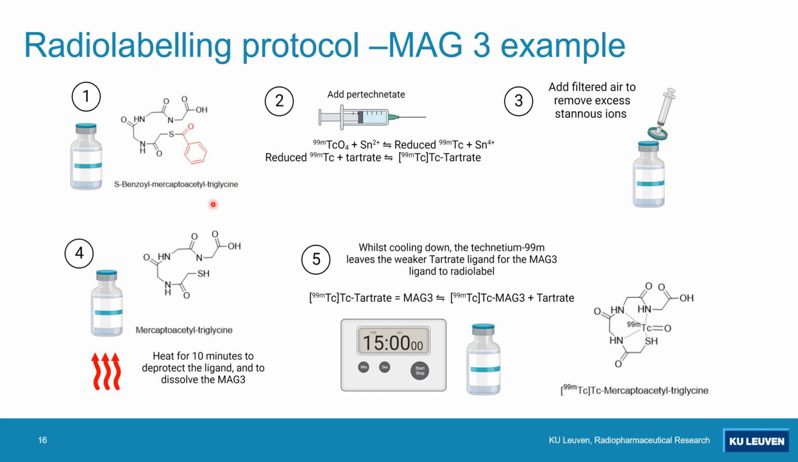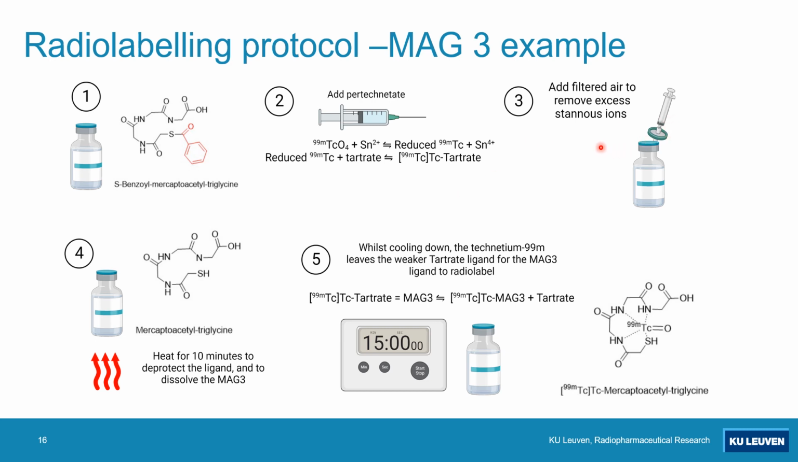So when you start radiolabeling, you will add pertechnetate. Intermediate ligand tartrate will be formed during this process. So the tin in the mixture reduces your pertechnetate. The reduced pertechnetate reacts with your tartrate, and this forms your intermediate technetium tartrate. This is a weak ligand, so it can always be exchanged with something else in the future, which is where the next steps come in.